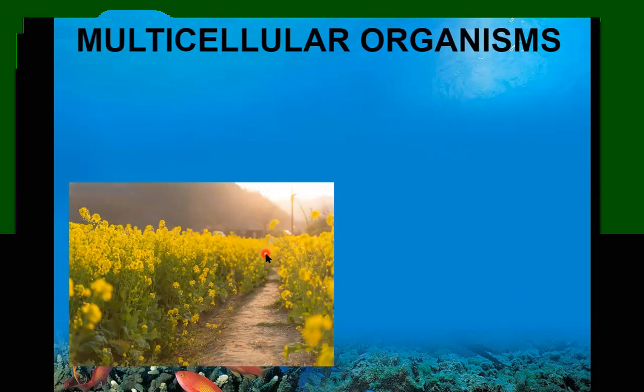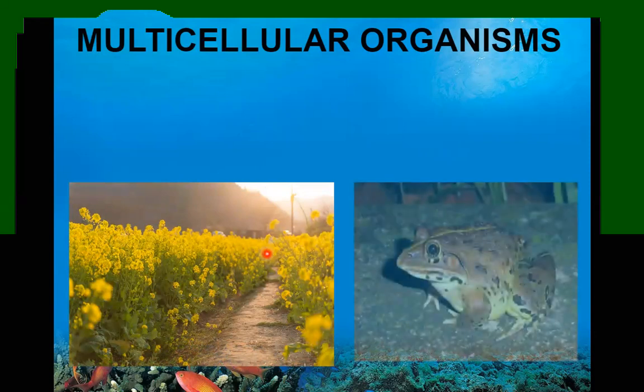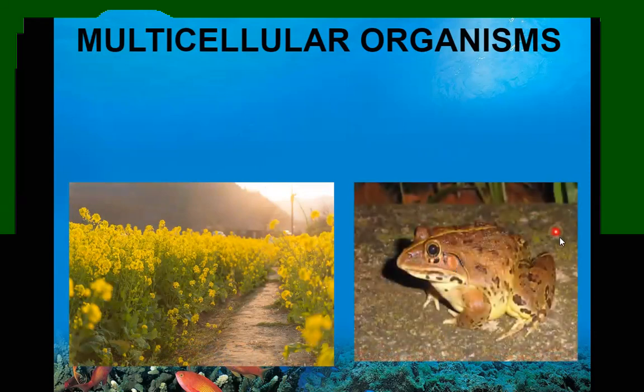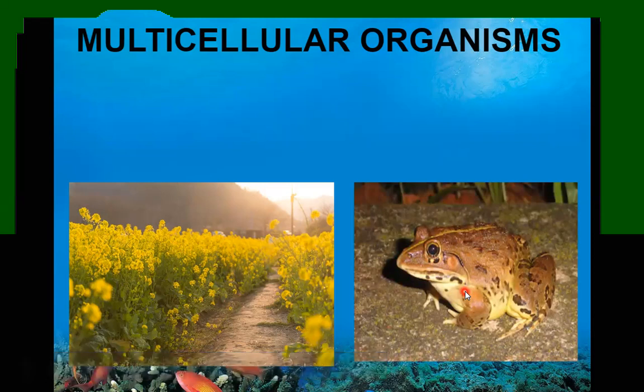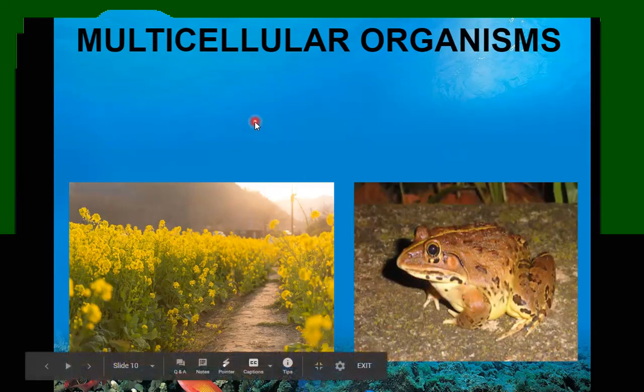On the screen, you can see these yellow fields of the mustard plant. Many of you must have visited some areas of Punjab, where you must have observed these yellow fields, and these are of the mustard plant. So these are multicellular organisms. Similarly, on the right side of your screen, you can see a frog. So this is also a multicellular organism, having all the cells specialized into tissues and tissues specialized into organs, organ systems, and then the whole organism like a frog is formed.